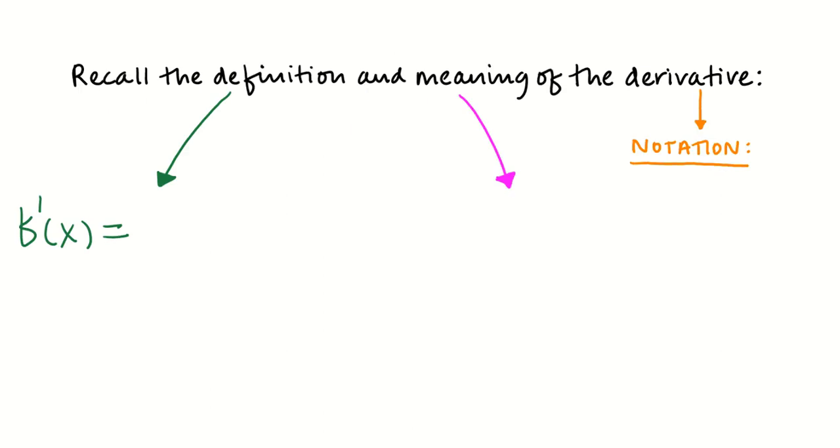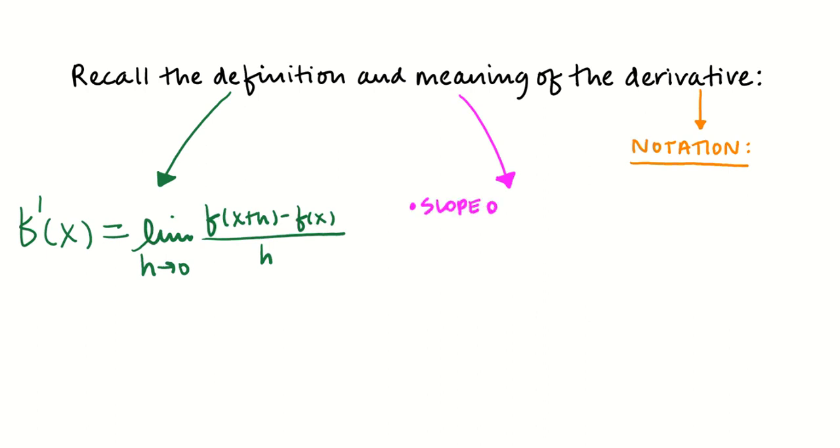So remember, last time we talked about the derivative, and we defined it as f prime of x is the limit as h approaches 0 of f of x plus h minus f of x divided by h. It's the limit of rise over run as run goes towards 0. The meaning was the slope of the tangent line. It was also the instantaneous rate of change.